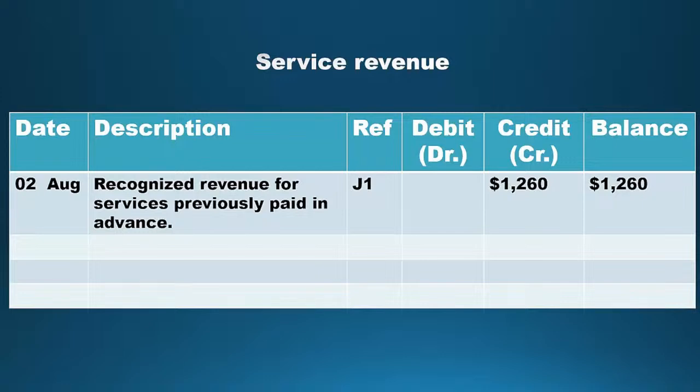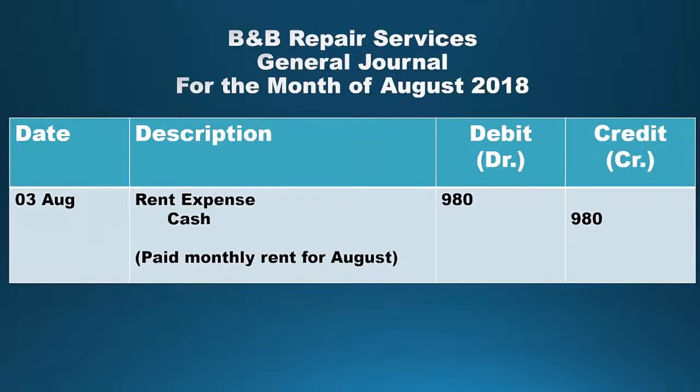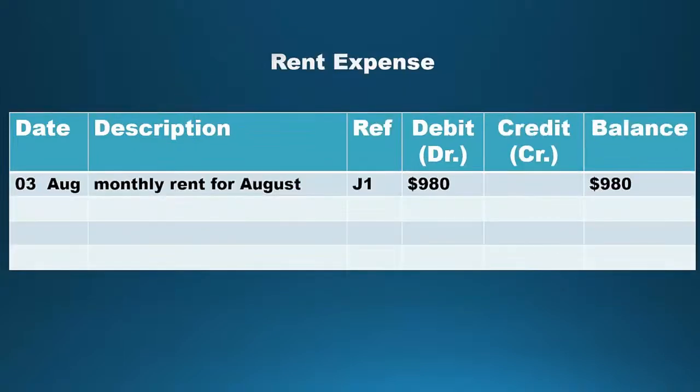Let's keep the momentum going with August 3. Step 1. Review the journal entry. The journal entry for August 3 was debit rent expense, $980. Credit cash, $980. Posting to the rent expense ledger.